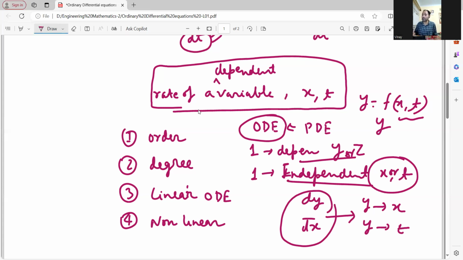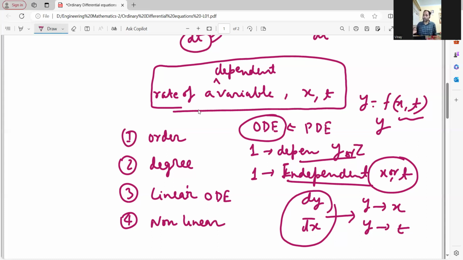Whenever your differential equation contains partial derivatives of a dependent variable with respect to several independent variables, by several I mean more than one, then you have a partial differential equation. As I already defined, a differential equation is nothing but a relation between derivatives and its dependent variable, maybe independent variable, both. That is a differential equation.